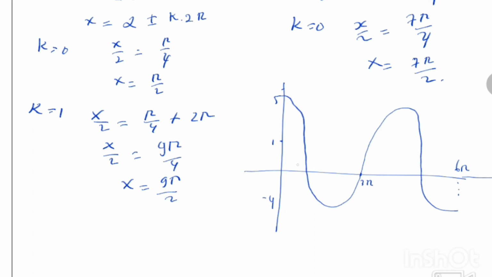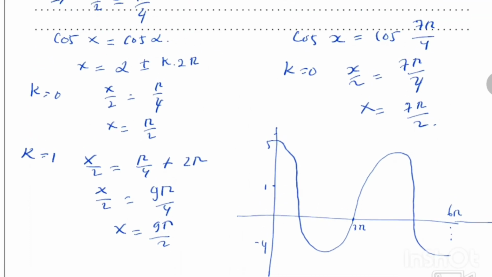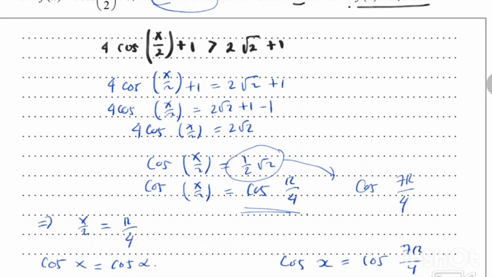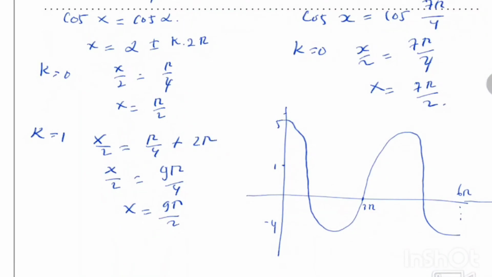Because our f(x) is greater than this one, it simply means the y is greater than 2 root 2 plus 1. You can use your calculator to find out. So 2 square root of 2 plus 1 is 3.8. This is 5, right? So 3.8 will be here, right?